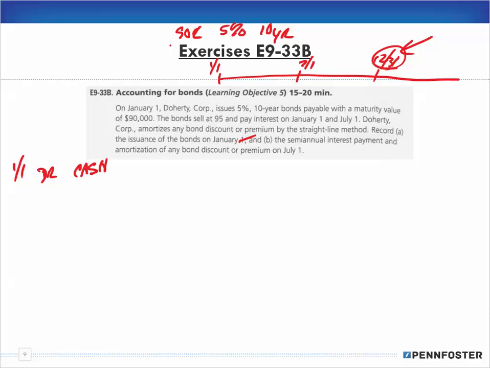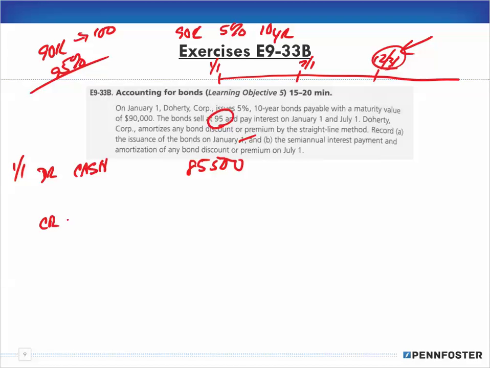We're not getting 90,000. 90,000 is the par value of the bonds, but they're being sold at a discount of 95. So you can multiply the 90,000 by 95%, right? Because remember, 90,000 is 100%. And if we multiply 90,000 by 95%, we get $85,500 in cash.